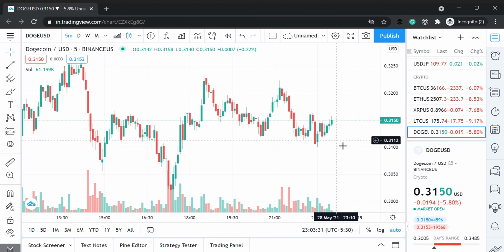It's 0.3150 at, let's say, 11 p.m., and according to me it should correct now in another couple of candles, because the price is increasing but the volumes are not increasing. So let's wait and watch. Yes, the price is showing some movement in the upwards direction, but the volumes are quite low.